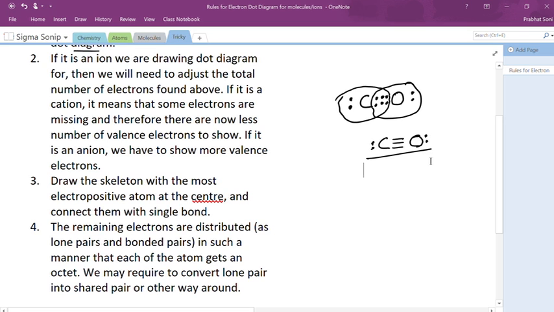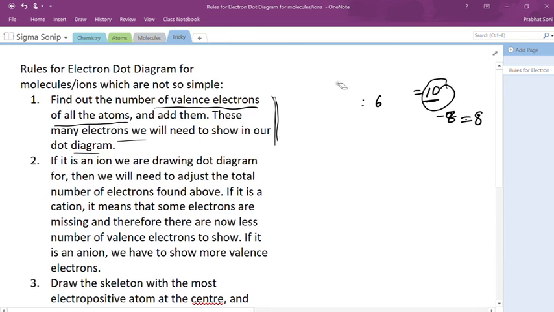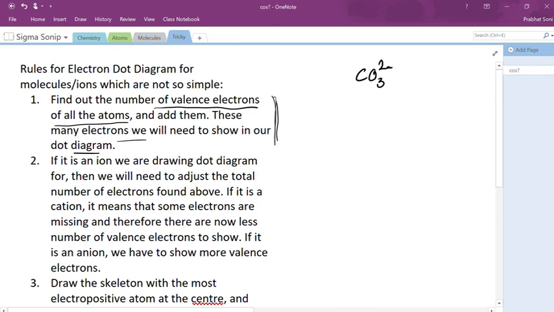Okay, let's look at another example, and this time we'll take a look at an ion. So we'll look at the carbonate ion, which is CO3 2 minus. First step, let's count valence electrons. Carbon has 4, plus each oxygen has 6, so 3 times 6 equals 18. That gives me 22 electrons that I need to show.